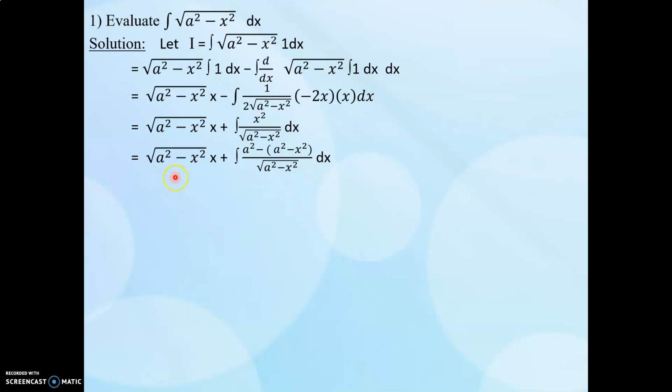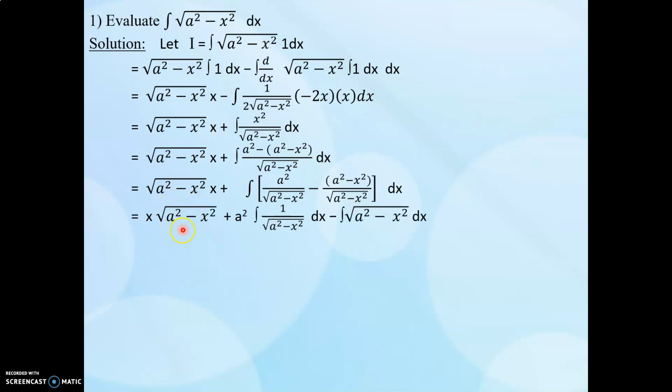That is root of a square minus x square into x plus integral. We can adjust the numerator as the denominator. So a square minus of a square minus x square upon root of a square minus x square dx. That is root of a square minus x square into x plus integral. We are splitting this numerator with the denominator. So a square upon root of a square minus x square minus a square minus x square upon root of a square minus x square into dx.